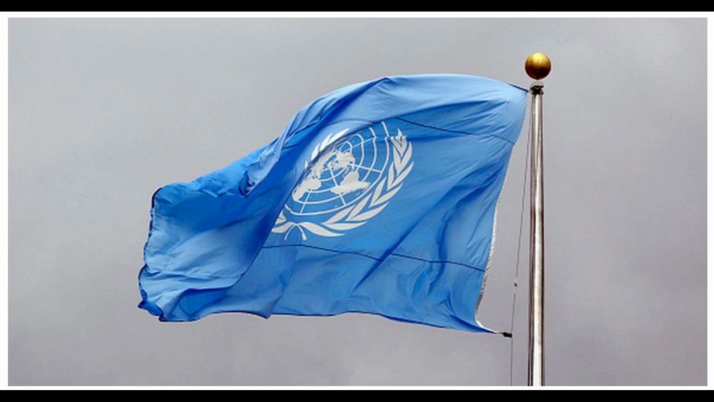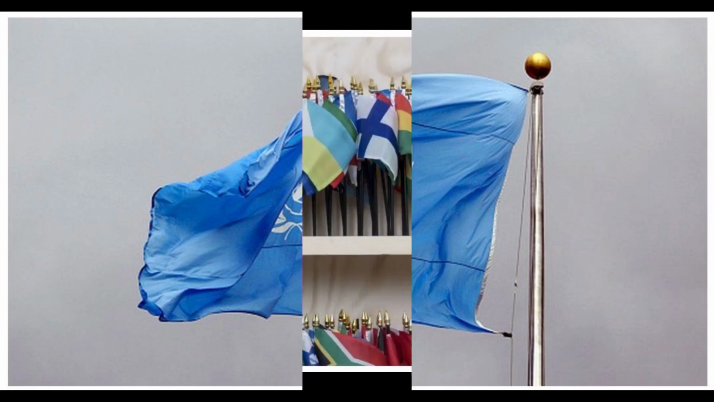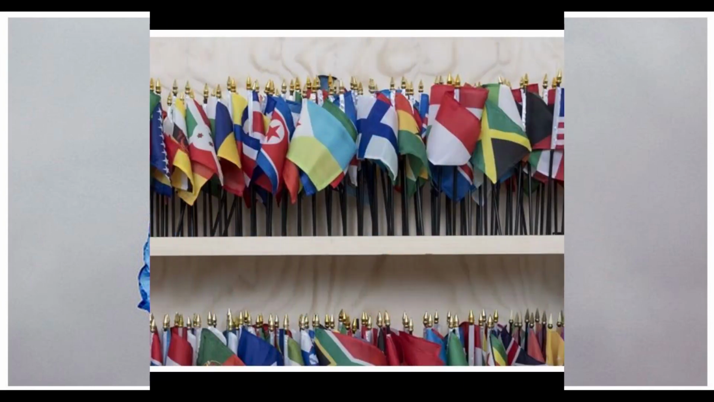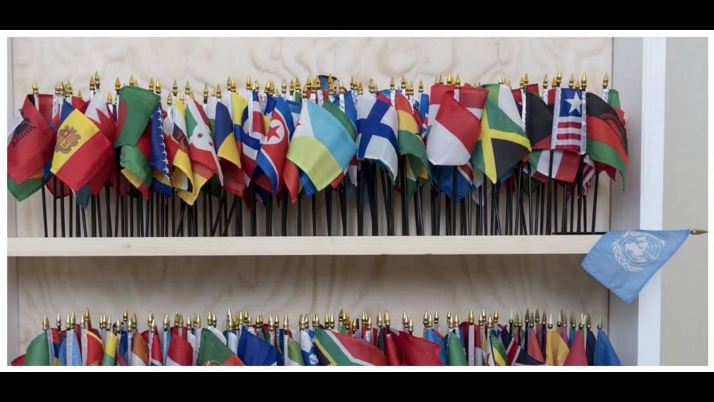7. International Telecommunication Union, ITU. Formation, founded in 1865. Headquarters, Geneva, Switzerland. Objectives, ITU coordinates global telecommunications networks and services, allocating radio spectrum and satellite orbits. It aims for universal and equitable access to information and communication technologies, ICTs.